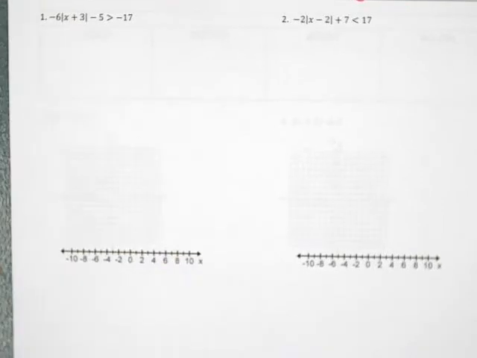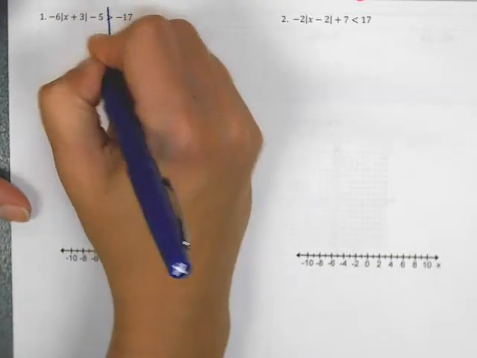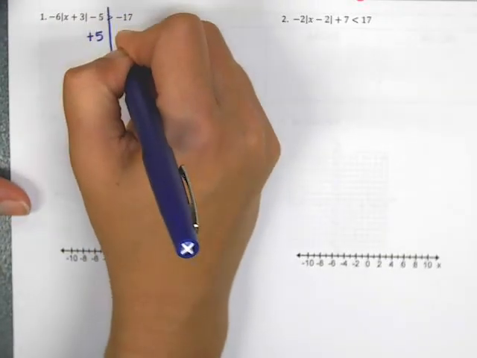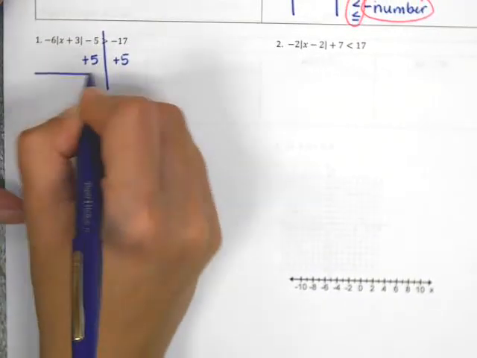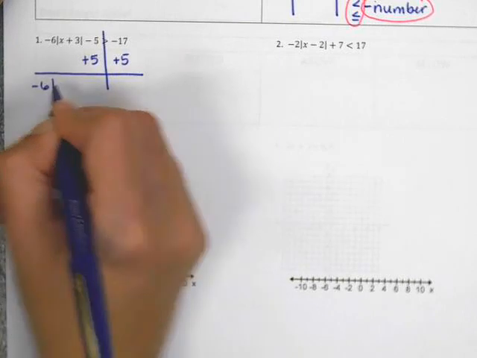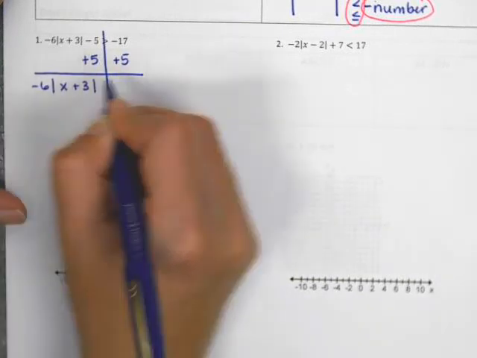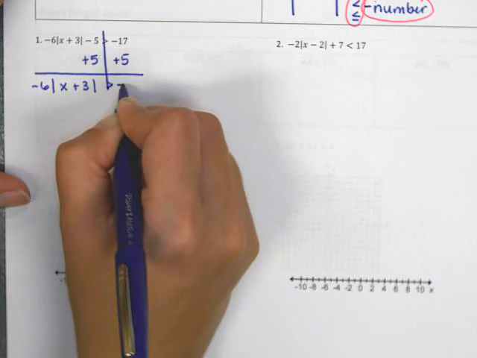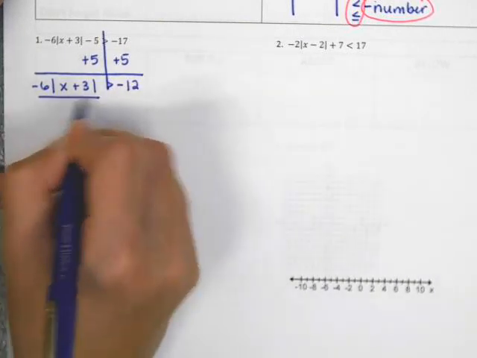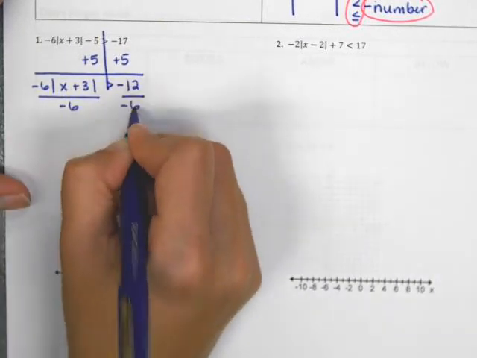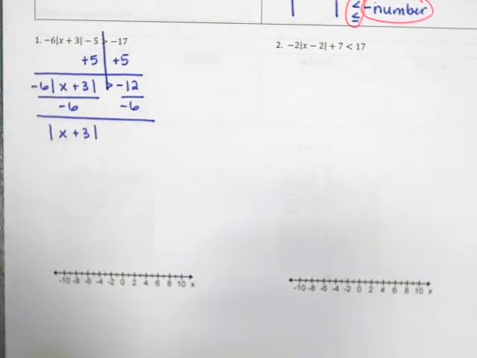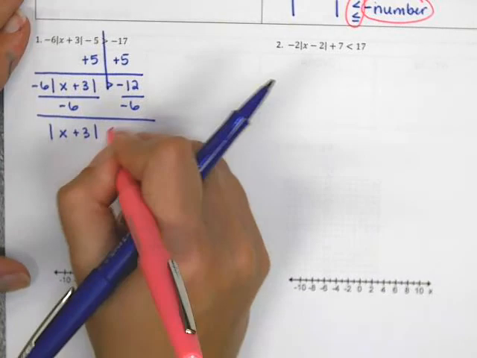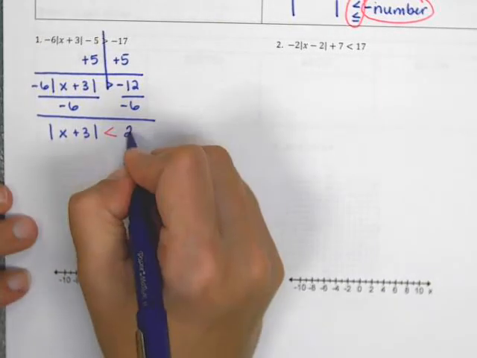All right, let's try two examples. So, first we need to isolate the absolute value. Let's start by adding 5 on both sides. When we do that, we get negative 6 times the absolute value of x plus 3 is greater than negative 12. Then we need to divide both sides by negative 6. Now I'm dividing by a negative, so this symbol is going to flip over and become a less than.